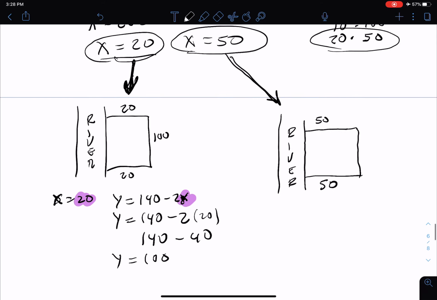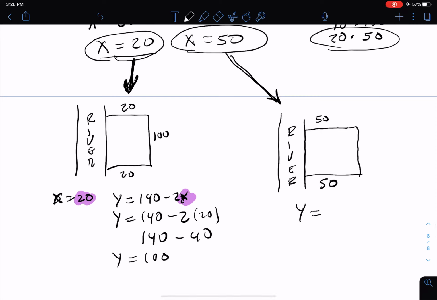But really we want to know what this is, and we have an equation for that. Remember that y equals 140 minus 2 times x. And what is x in this case? Well, it was 50. So remember, we can go ahead and replace our x value with 50. And away we go. 2 times 50 is 100. So y equals 40.